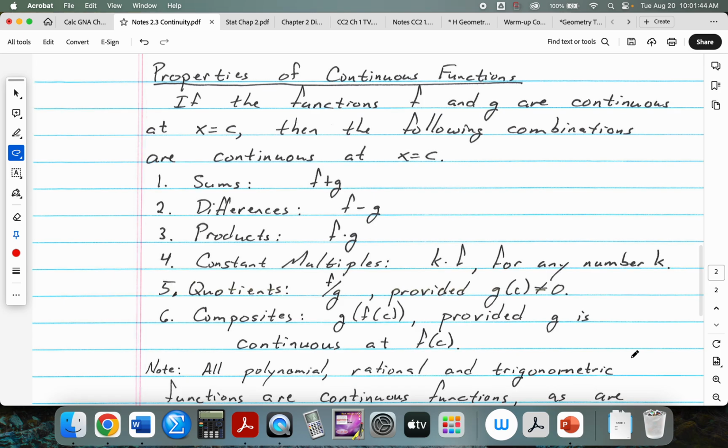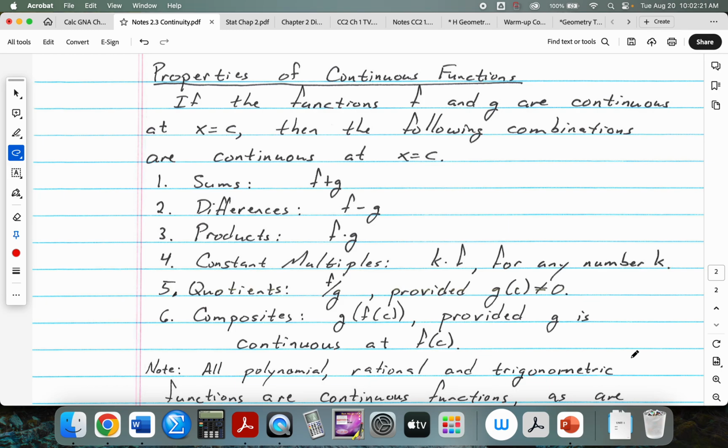All right. So, some properties of continuous functions. If the functions f and g are continuous at x equals c, the following combinations are also continuous at x equals c. If you add two functions that are continuous at a point, the sum will be continuous at that point. The difference will be continuous at that point. The products will be continuous. If you multiply by any constant, the new function is still continuous.